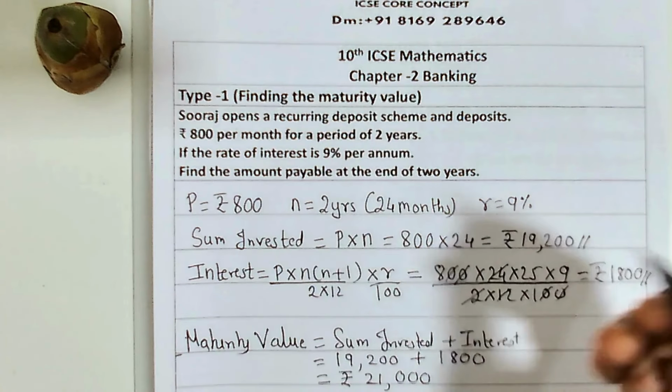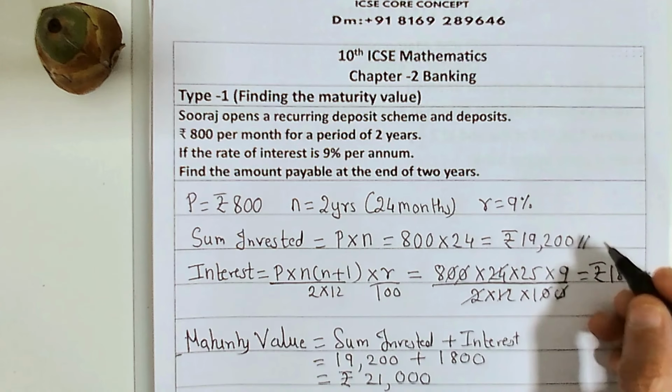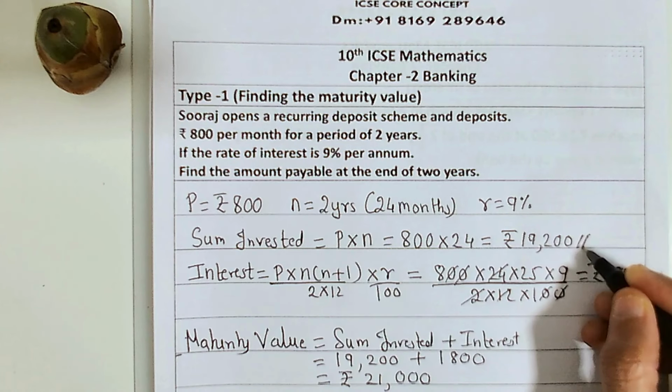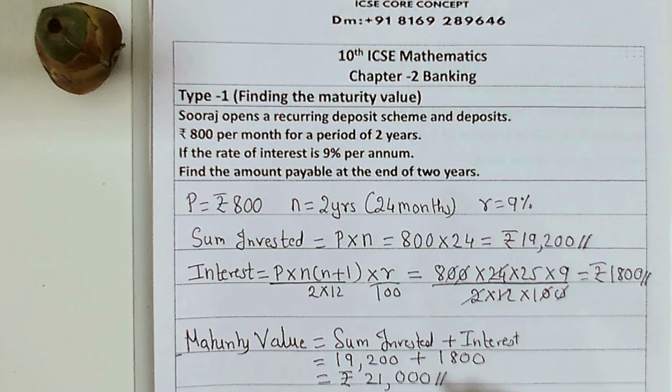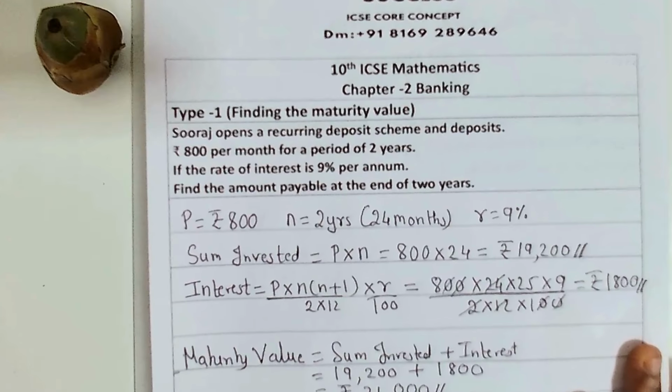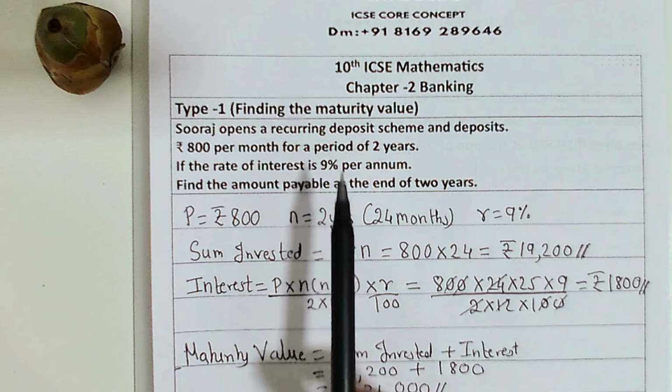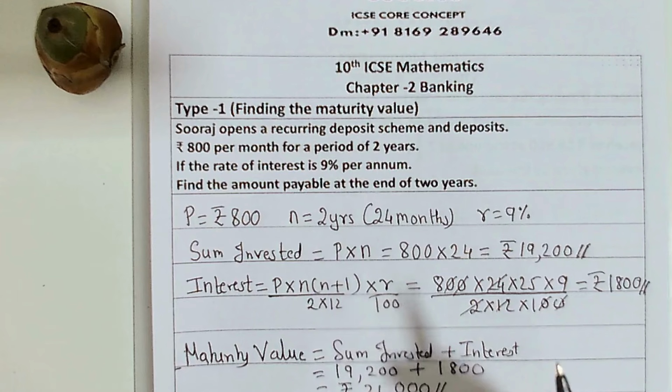So, here, let us see the steps in the end. Sum invested, interest, and in the end, maturity value. I hope you understood type 1 very well. Type 1 is finding the maturity value. I hope you will practice at home. Thank you, students.